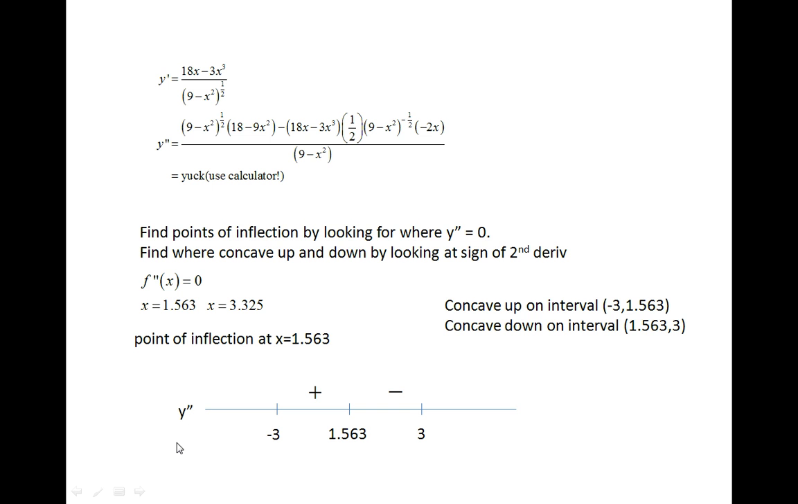And if I check on the intervals to the left and right of that in my second derivative, it goes plus and then minus. So the plus here in the second derivative number line tells me where I'm concave up. The minus is telling me the section that's concave down. So that's this part over here. These are intervals.